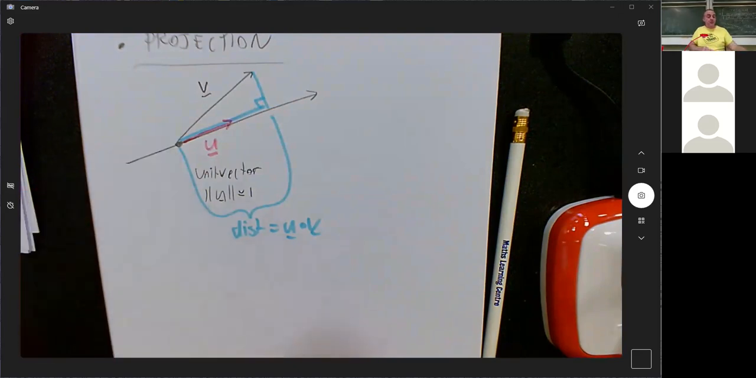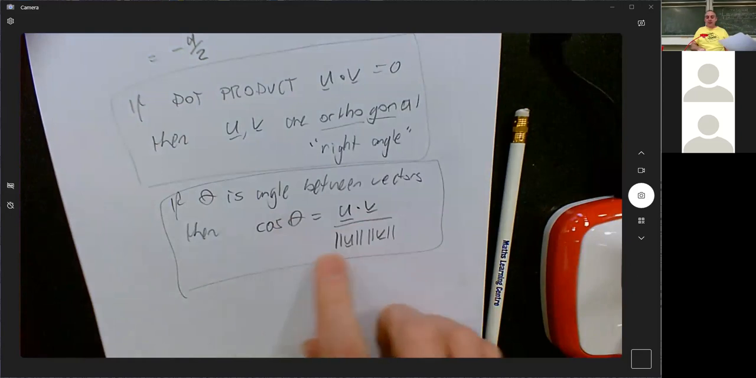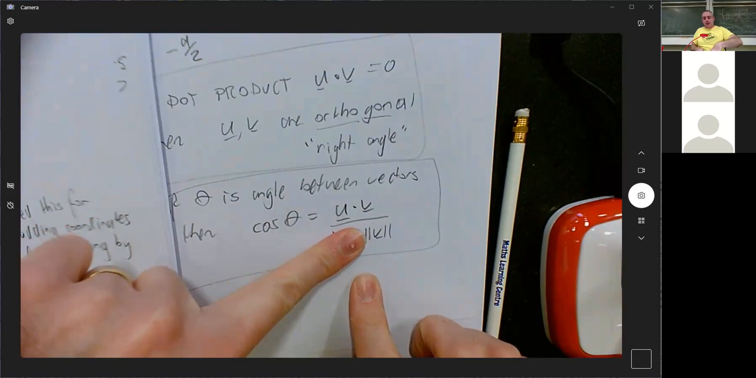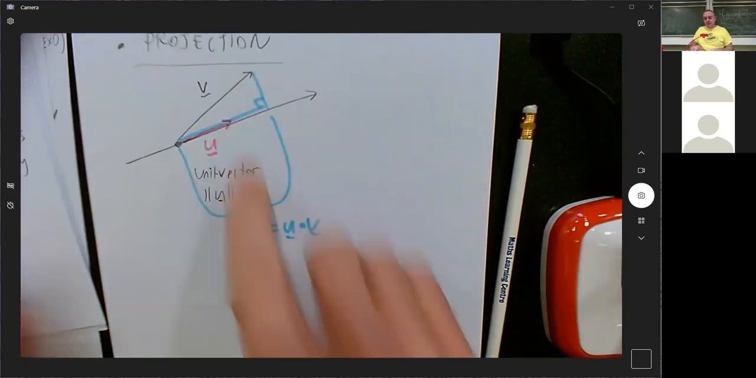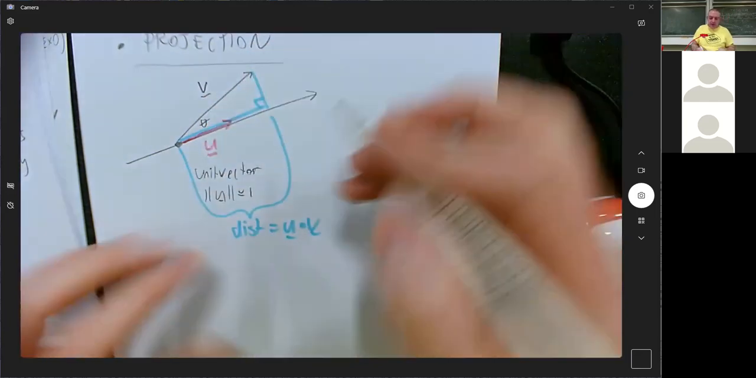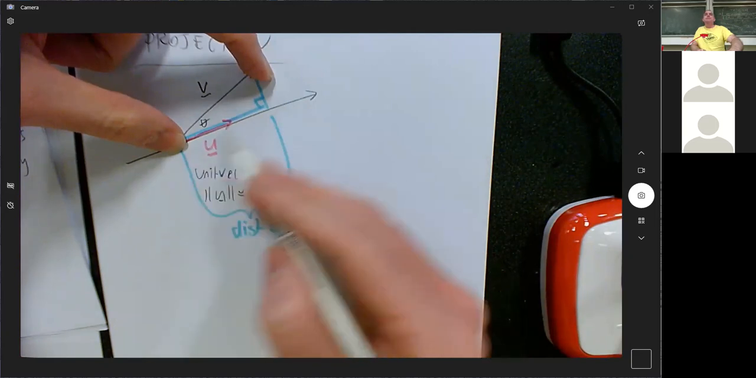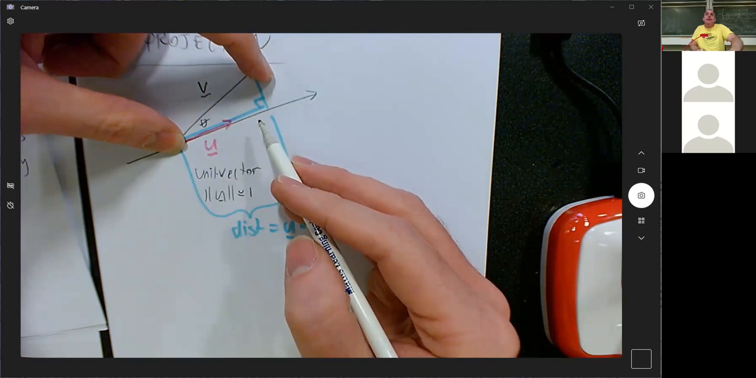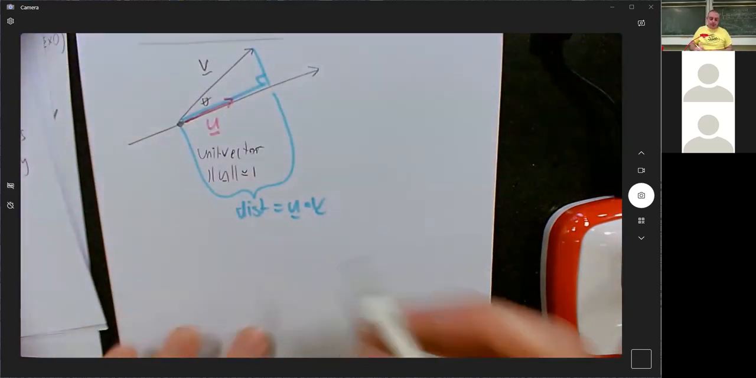And the reason it works is that it's all related to this thing with the cos theta. If u is a unit vector, then the length of u is 1. And if theta is there, this distance will be that distance times cos theta, because that's how right-angled triangles work.